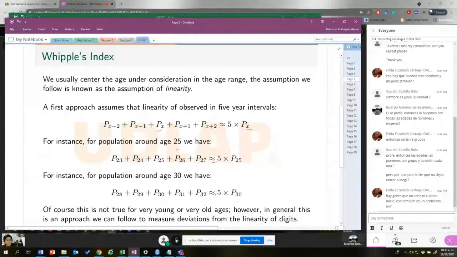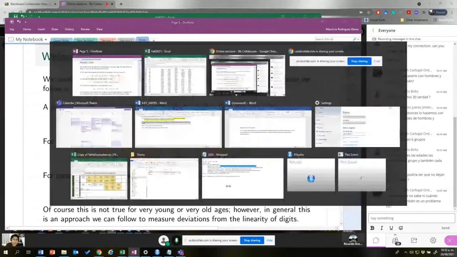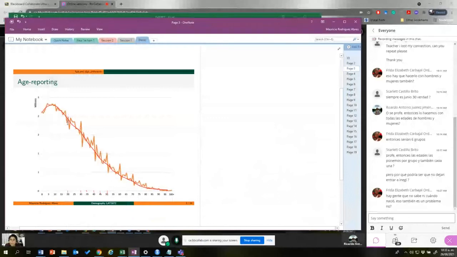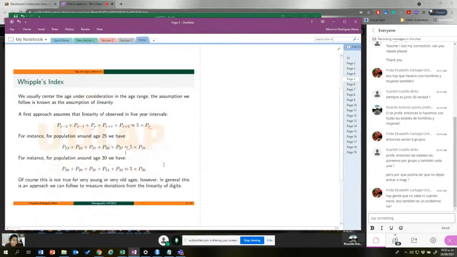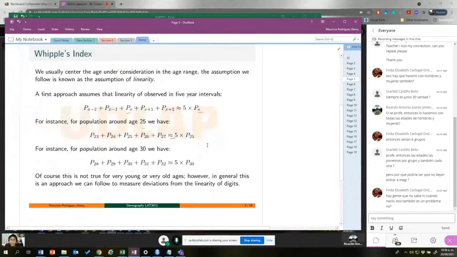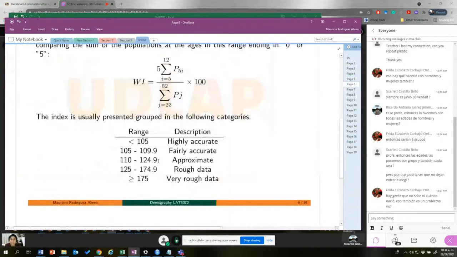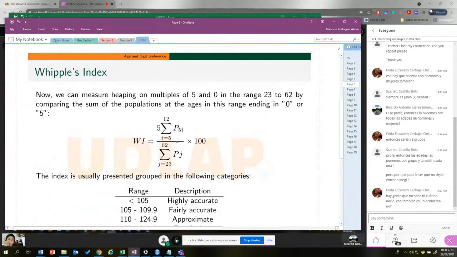This is not true for really young or really old ages, because, as you can see here in the graph, we can use that assumption of linearity probably in the middle, but not in the first age groups. And at the end, we have some issues that we need to take care of. So essentially, we are going to use this assumption and estimate one index, okay? This index is telling me, if you take 5 times the population starting at 25, and then 5 times population age 30, and then 5 times those 35, and 5 times those 40, all the way to 60.